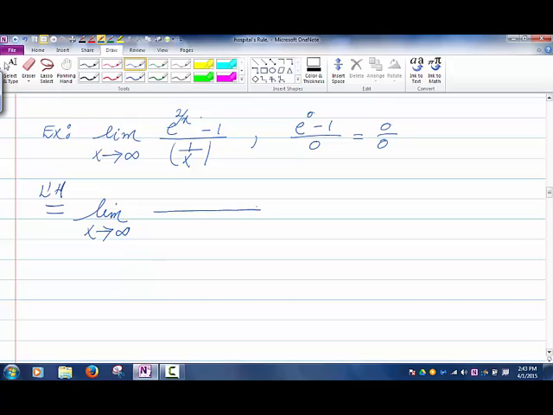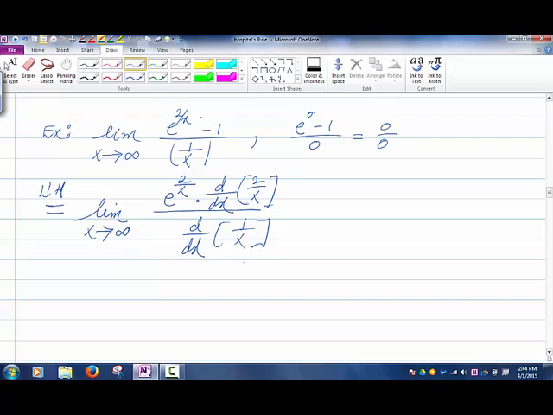What's the derivative of e to the 2 over x? The derivative of e to the 2 over x is itself multiplied by the derivative of 2 over x. I usually use brackets, so let me use brackets. And in the denominator, I also have to take the derivative of 1 over x. Is everybody okay? Now, what's the derivative of 2 over x?